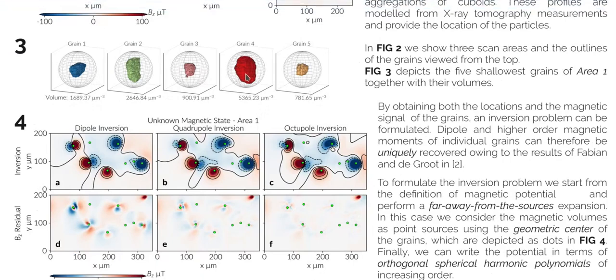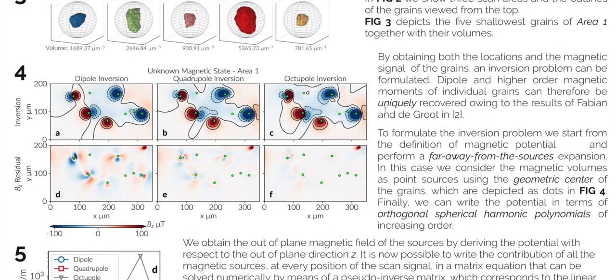Using X-ray tomography, we show how to obtain both the location and a highly detailed model of every individual grain. Using this information, we explain in the poster how we formulate the inversion problem using spherical harmonic polynomials. We then numerically solve this problem and then show how we can recover the higher order moments of individual grains.